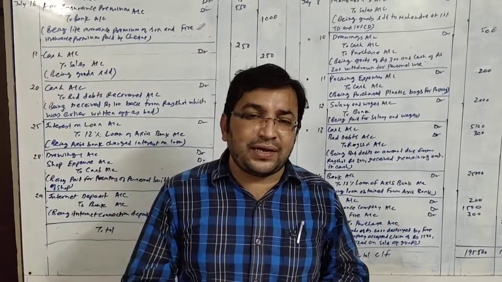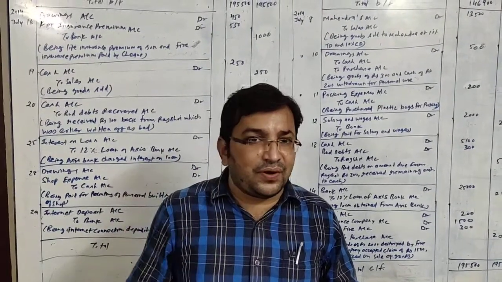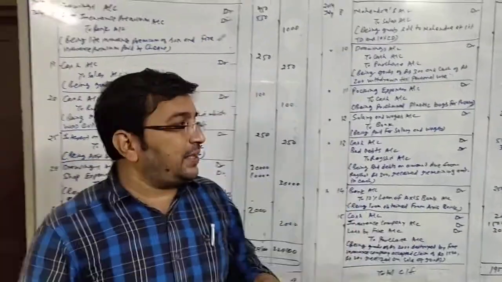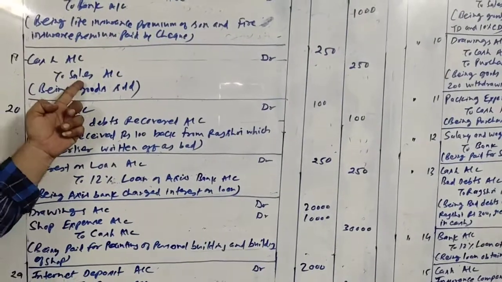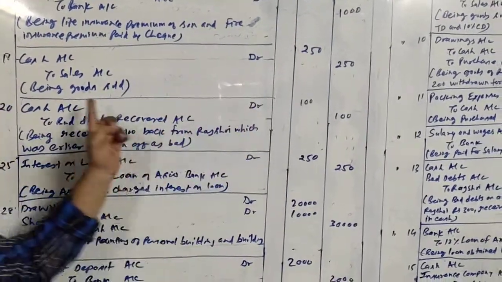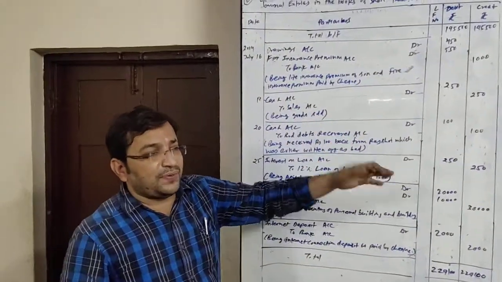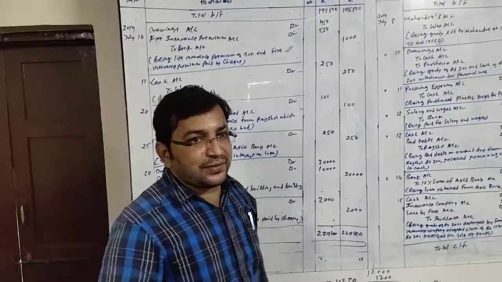So what entry do we pass for a normal sale of goods? Sales account is credited because goods are going out, and cash account is debited because cash is coming in. So the entry is: cash account debit to sales account, rupees 250, being goods sold. No need to mention that Nirma company gave goods free and we have sold them. No need at all. Next transaction.